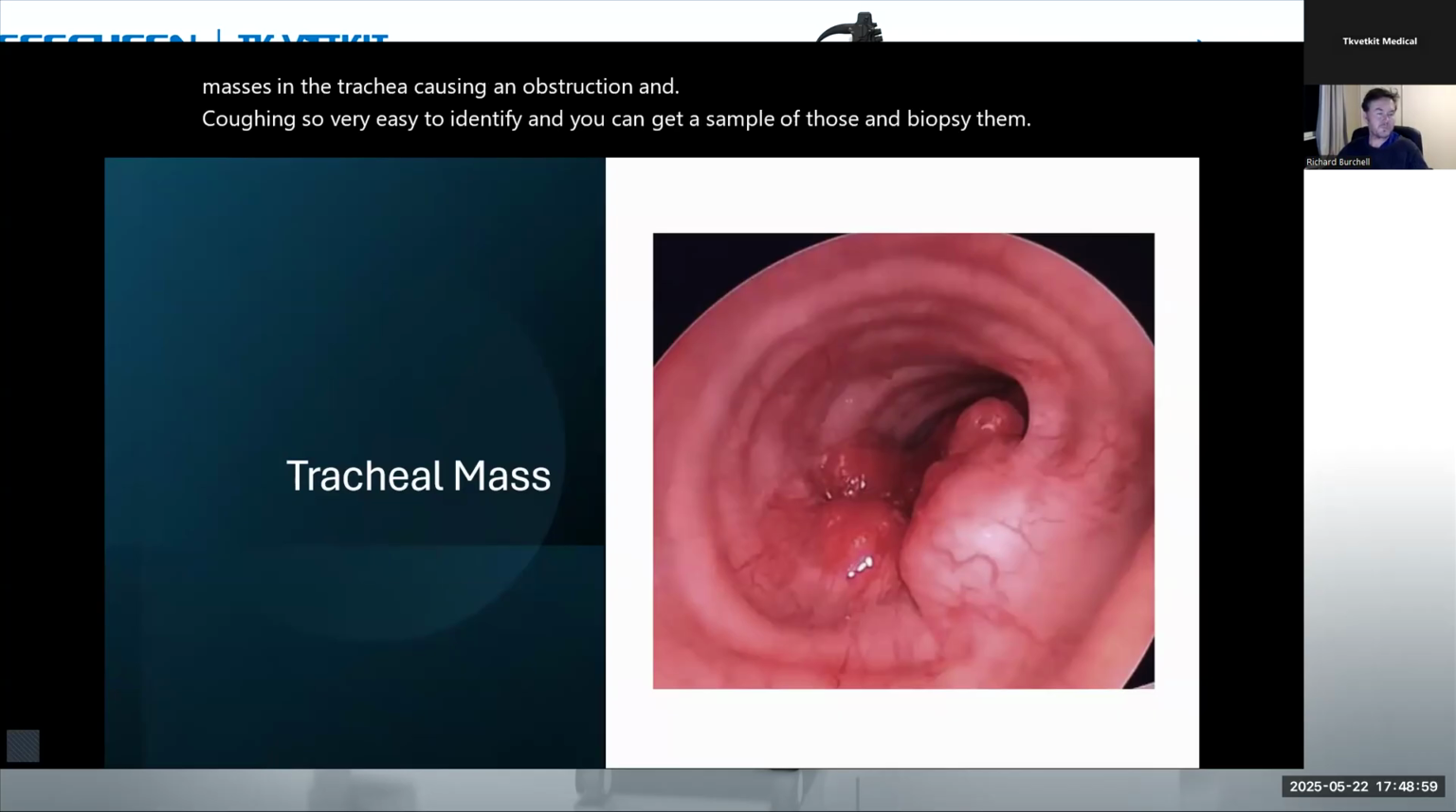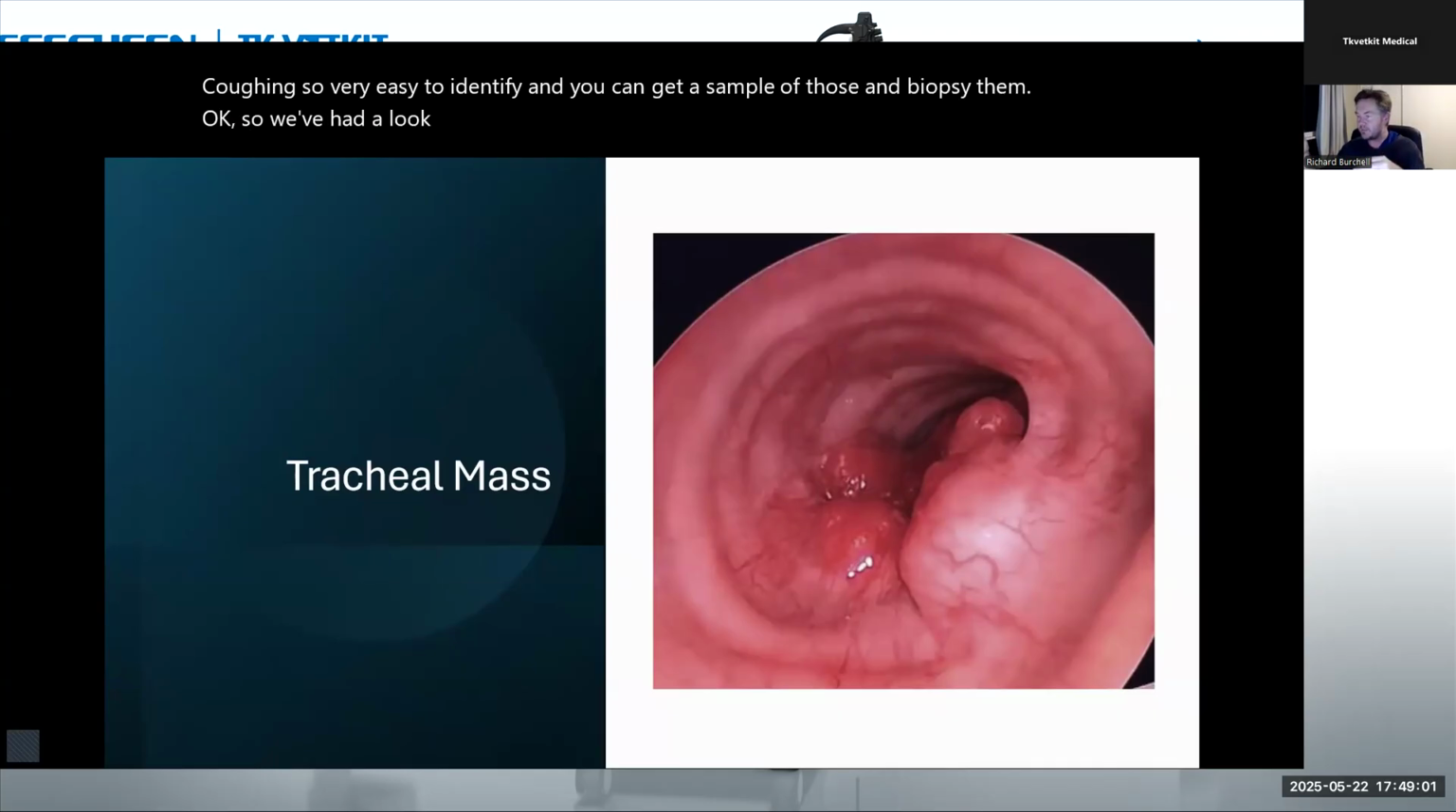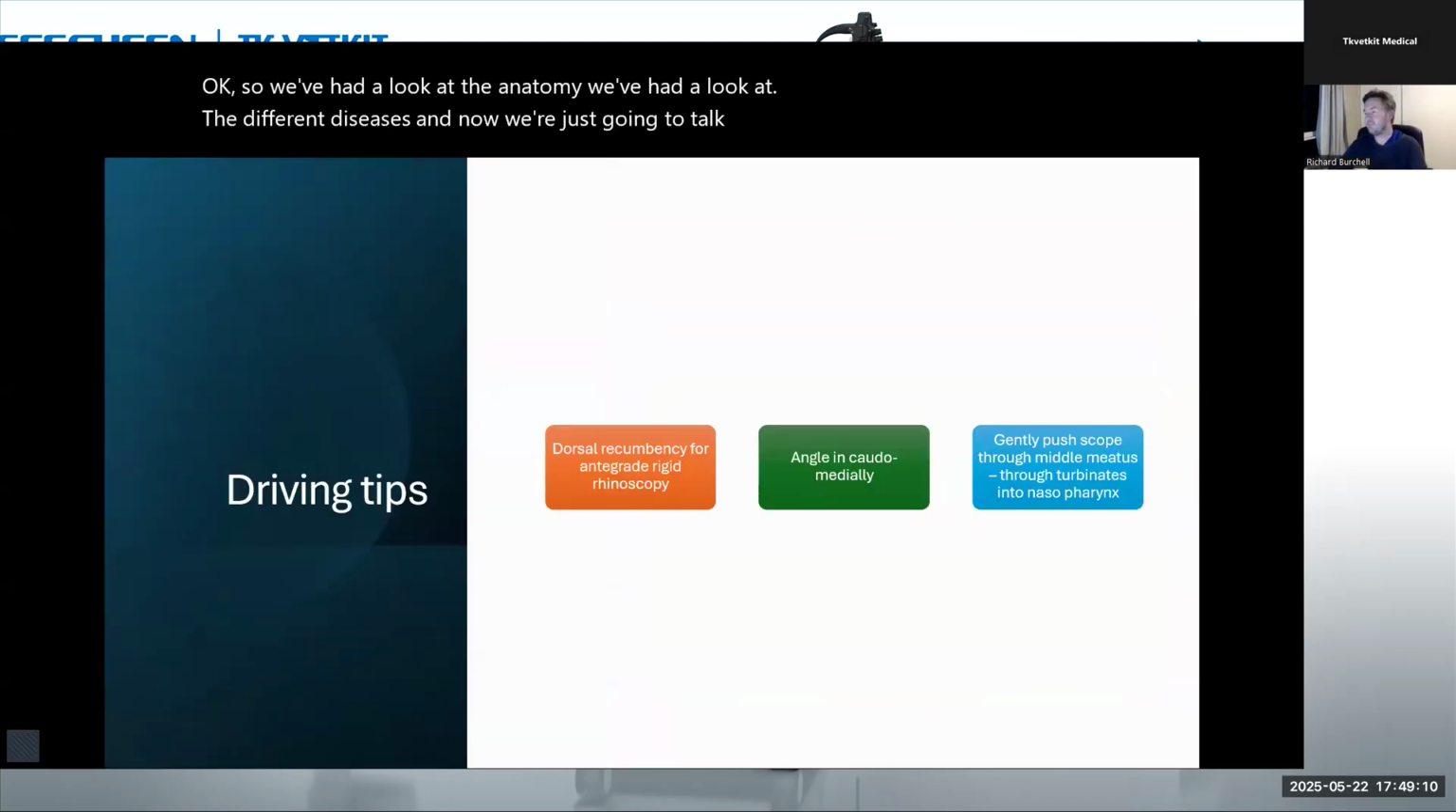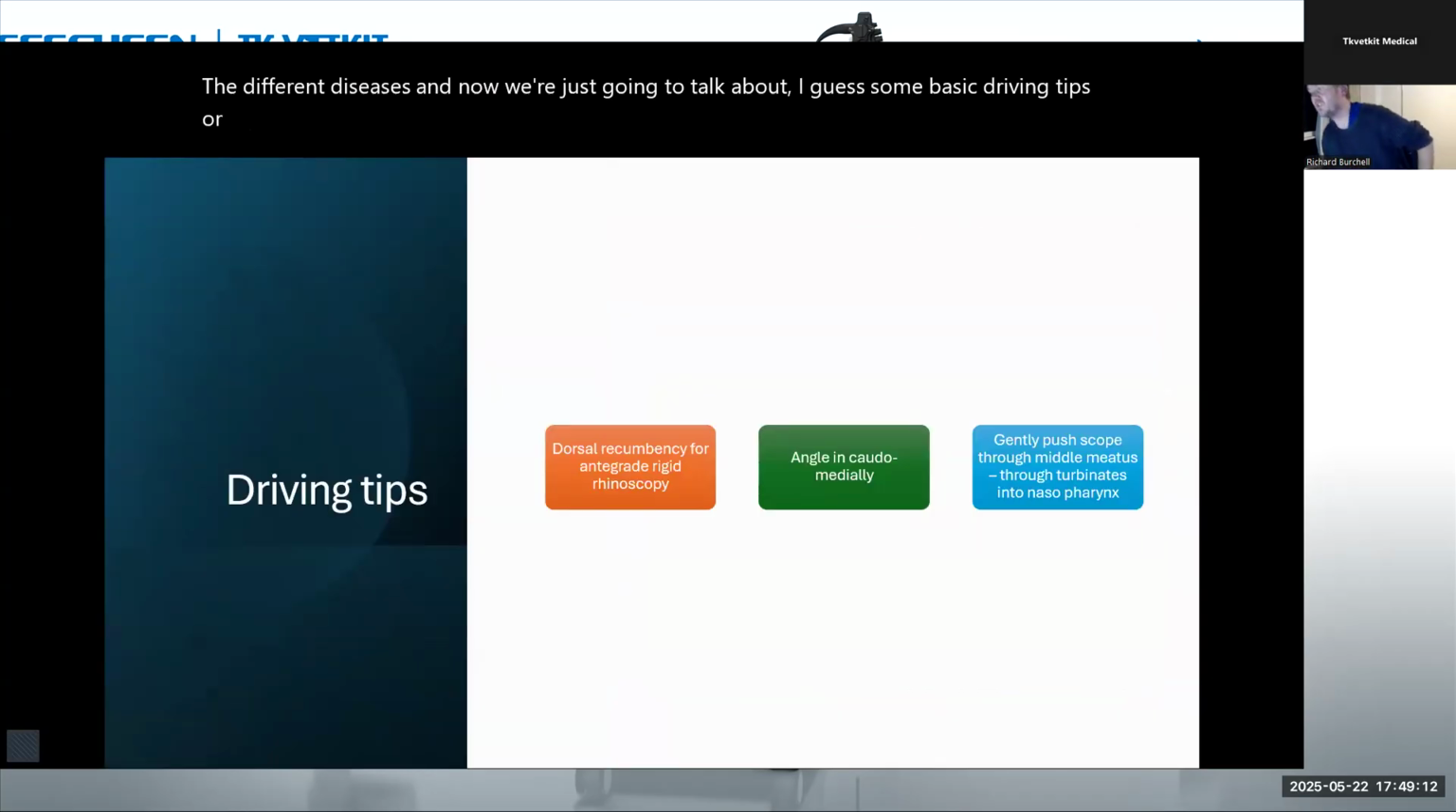Okay, so we've had a look at the anatomy. We've had a look at the different diseases. And now we're just going to talk about, I guess, some basic driving tips, or just some tips in terms of how to perfect your skills.